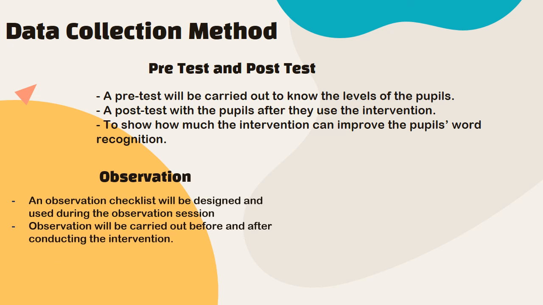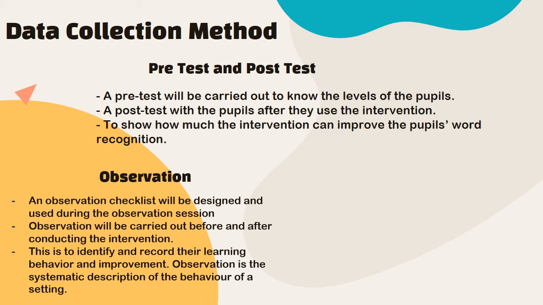For the second method, observation. An observation checklist will be designed and used during the observation session, and the observation will be carried out before and after conducting the intervention. This is to observe and identify their record, learning behavior, and also improvement.